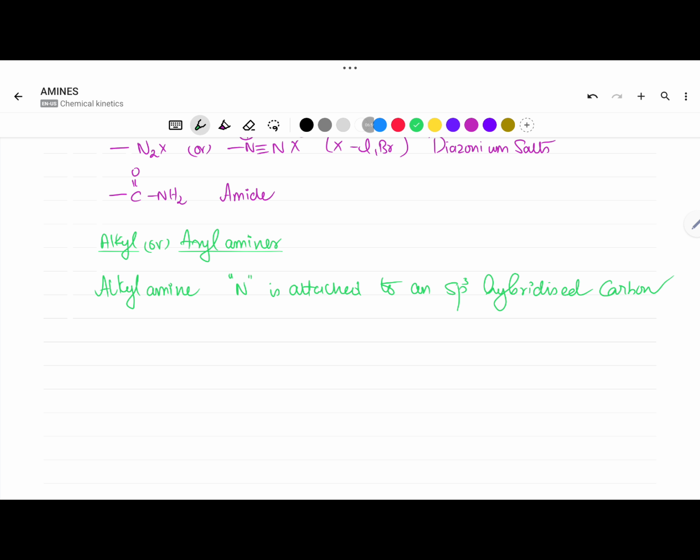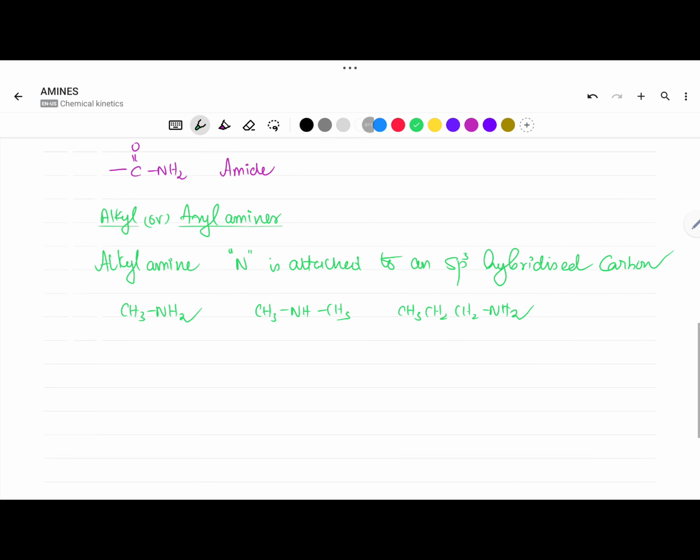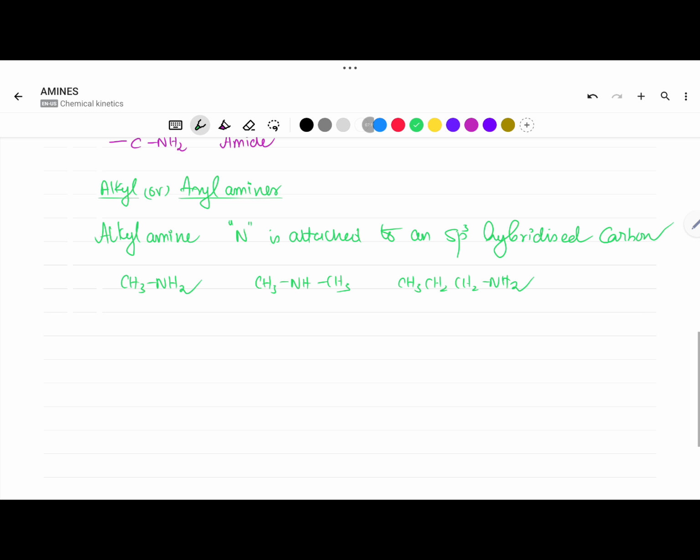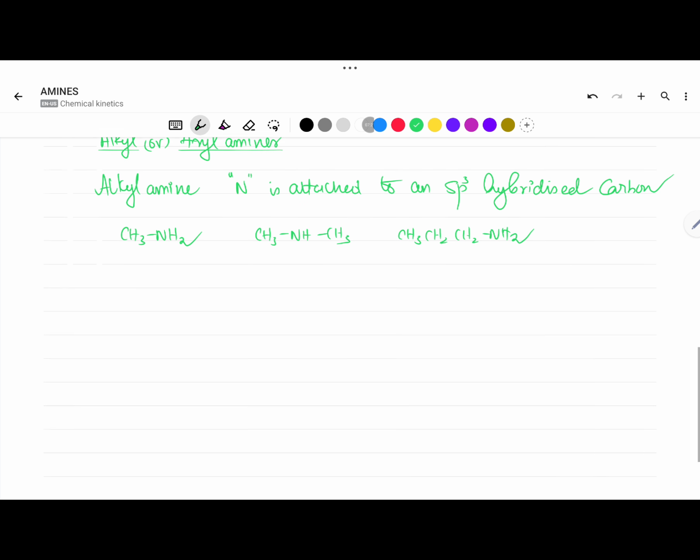For example, we have CH3NH2, we have CH3NHCH3. In all these compounds, nitrogen is attached to an alkyl group. Like it can be CH3CH2CH2NH2. So these are commonly referred to as alkyl amines.